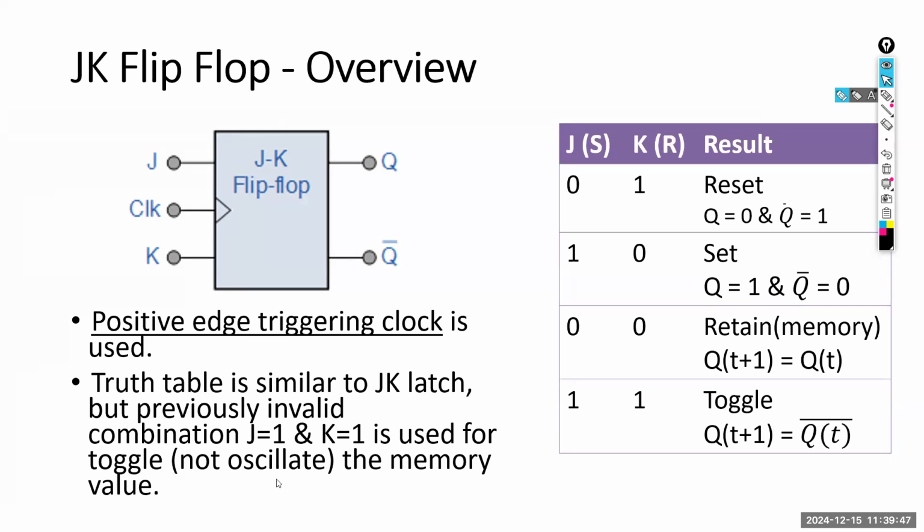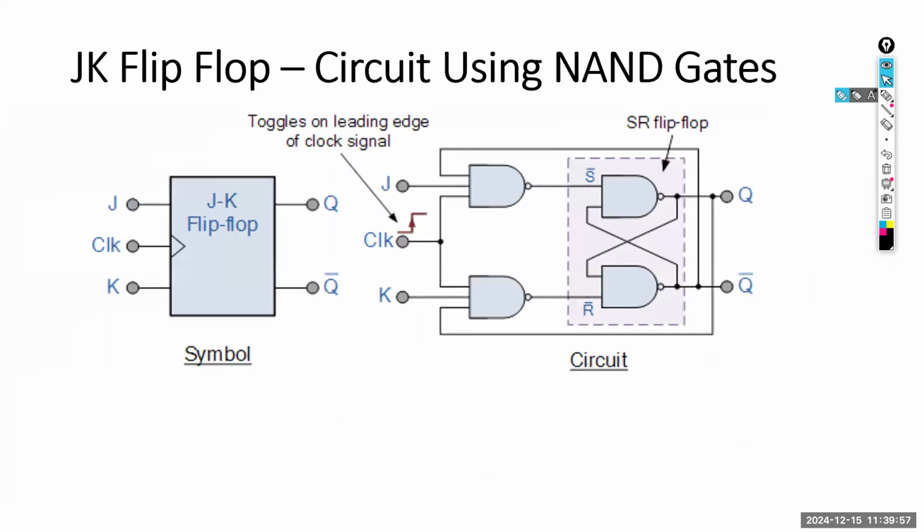Toggle is not oscillating or racing. Racing is bad. Oscillating is bad. But toggle is, maybe we can use it as another functionality. Again, don't worry about the circuit, because your questions will be using these kinds of symbols, okay?